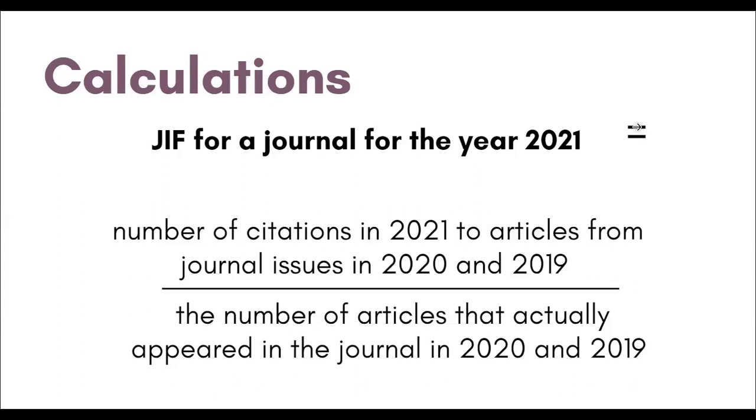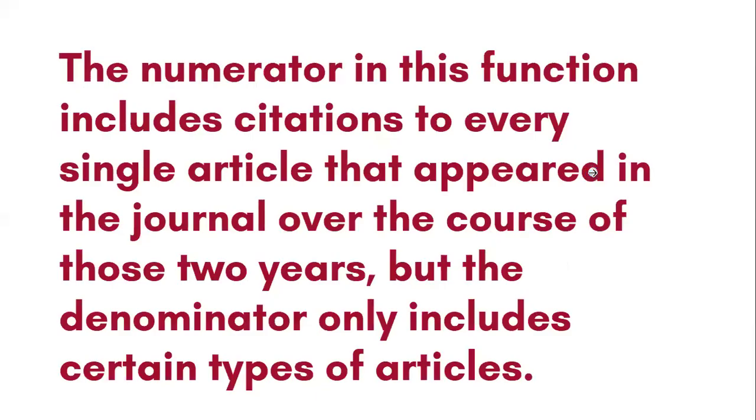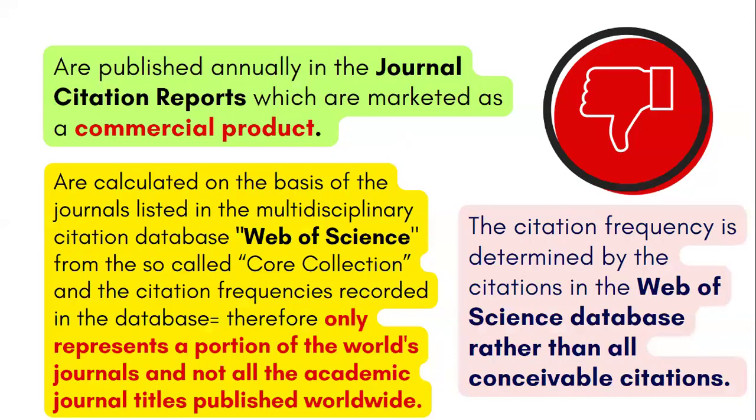It's not the best statistical way to calculate a factor, I'm afraid. The numerator in this function includes the citations to every single article that appeared in the journal over the course of those 2 years. But the denominator only includes certain types of articles. And I will take you through which types of articles in the next slides.